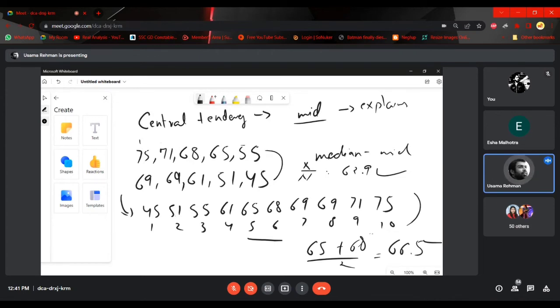But if we have only 9 terms to take out a median from, we will take the middle term. Right. Let's say it will be the fifth term. Let's say we ignore the extra value, and now we have only 71. So we will choose this one as the middle term, as the median.